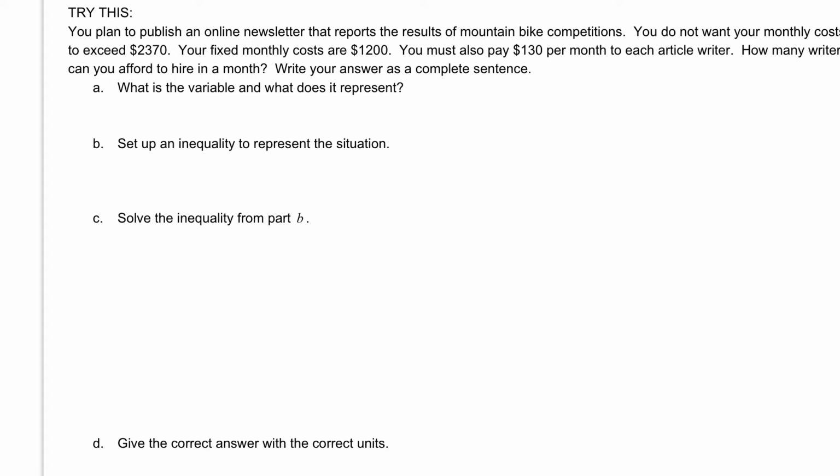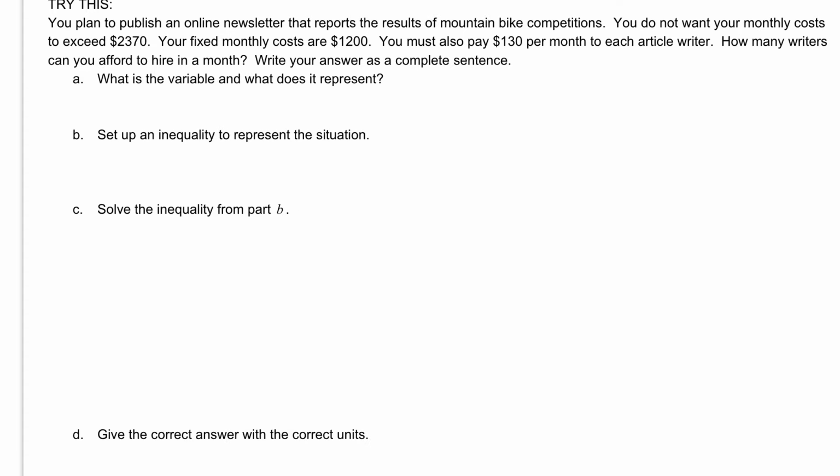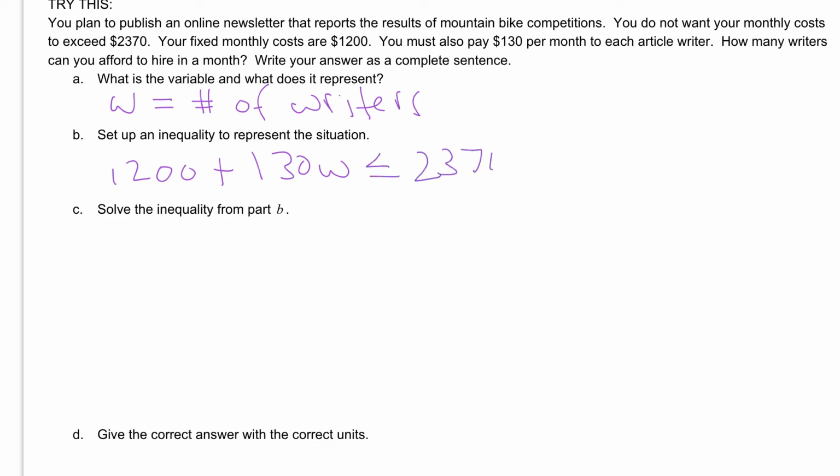If you did the try this correctly, for letter A, you should have some variable. Again, it doesn't matter. You did not have to pick W. I chose W to equal the number of writers. You could have chosen any letter you want, but your explanation should say number of writers. The inequality that you should have is 1,200 plus 130W is less than or equal to 2,370. When you solve that inequality, you should have gotten W is less than or equal to 9.